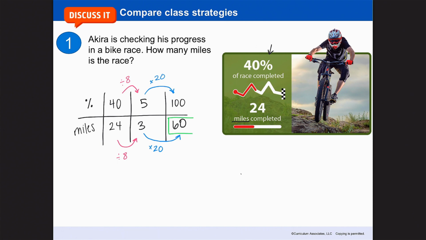So here was our missing piece. This was the one that we needed to figure out. So it says, how many miles is the race? Well, when 100% of the race is complete, that means there's going to be 60 miles. So our answer here, 60.